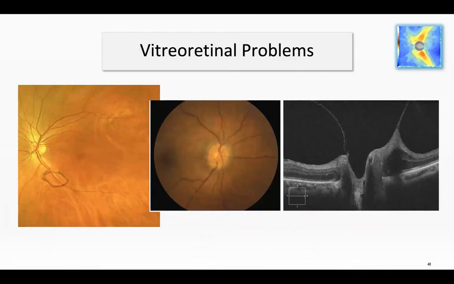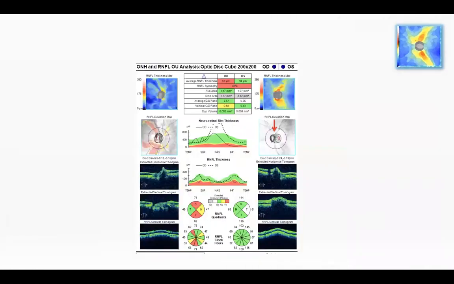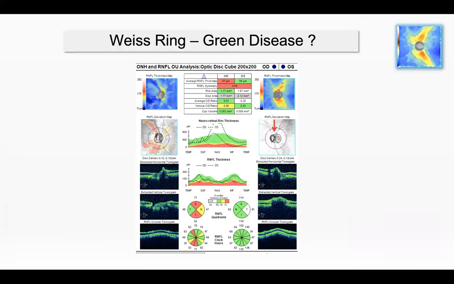Generally, vitreoretinal interface problems are the main reason for the red and green disease. White ring can also cause this kind of strange-looking artifacts and result in green disease. You see this eye having nearly two discs, a double disc eye, and it's causing problems with the statistical comparisons. So white ring may cause green disease.